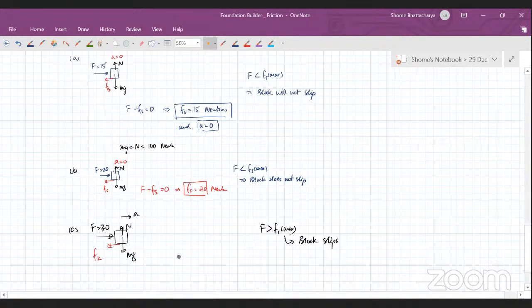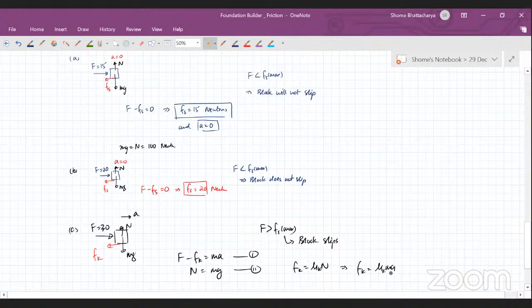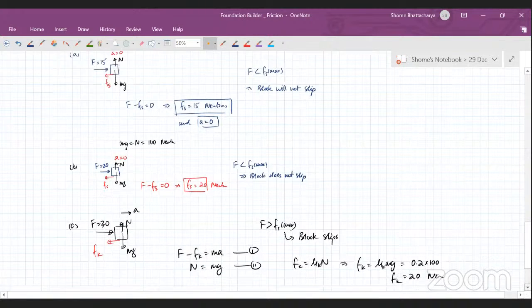So now we will have the equation that F minus kinetic friction is equal to Ma, and of course the normal reaction balances Mg, and kinetic friction is equal to mu k into normal reaction. So here the kinetic friction will be mu k into Mg, which is going to be 0.2 into 100, or 20 newtons. So the magnitude of the kinetic friction is going to be 20 newtons.